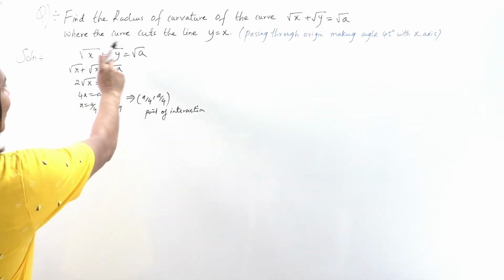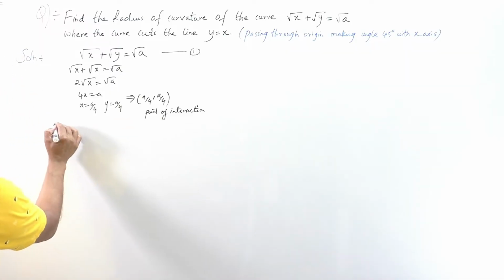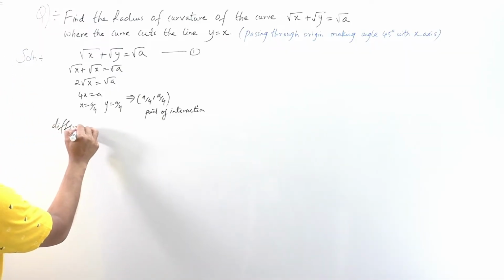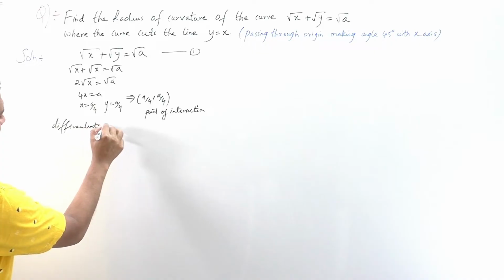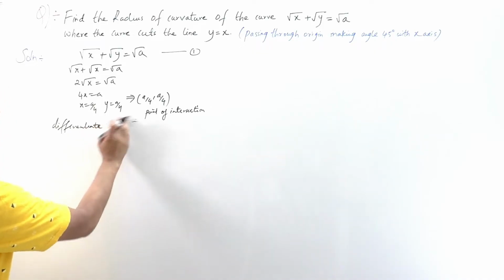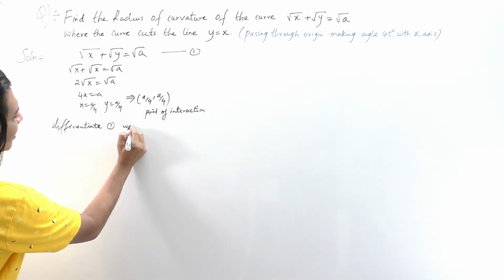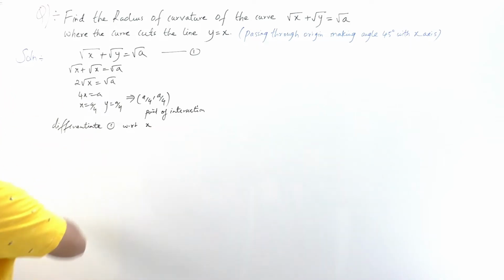So, we have root x plus root y is equal to root of a. I take this as 1. Now, I differentiate 1 with respect to x.